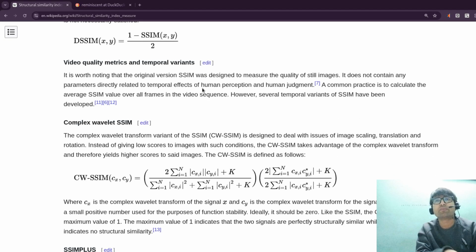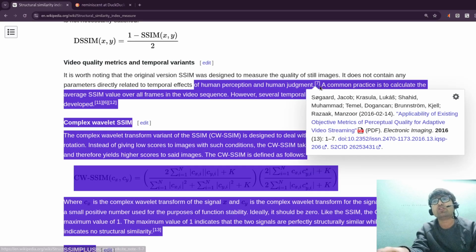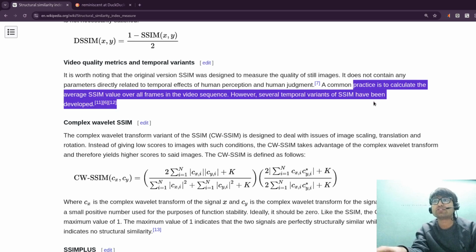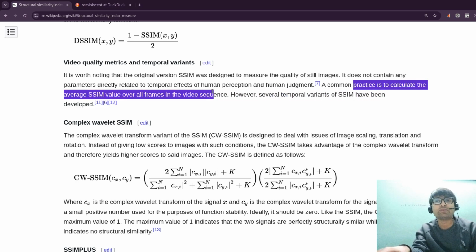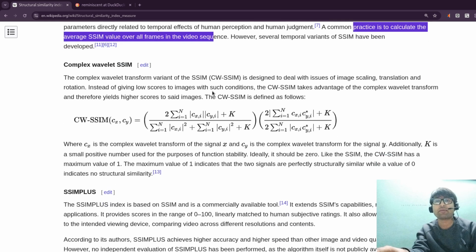Video quality metric and temporal variant. It is worth noting that the original version of SSIM was designed to measure the quality of still images. It does not contain any parameter that is directly related to the temporal effect of human perception and human judgment. A common practice is to calculate the average SSIM over all the frames in the video sequence. However, several temporal variants of the SSIM have been developed.